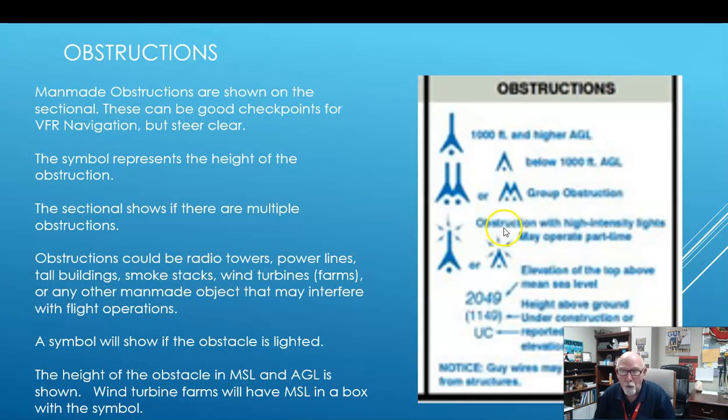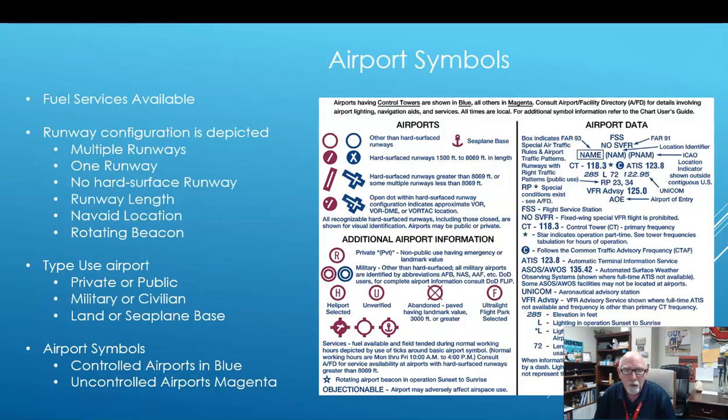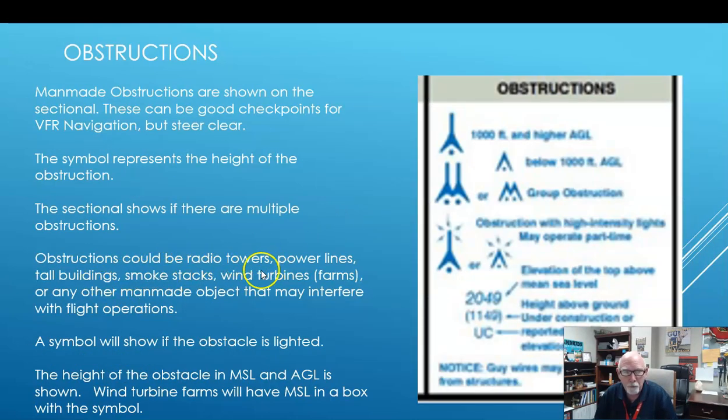On the obstructions, they're all man-made obstructions. The symbols represent the height. The taller towers look like this, and the lower towers look like this. The sectional shows if there are multiple obstructions, and the obstructions can be radio towers, power lines, tall buildings, anything that will obstruct aviation. You'll notice here that the heights are listed in AGL, which is how far it is above the ground, and MSL, which is what you'd be reading on your altimeter. So it's very, very important that you have both of these altitudes.